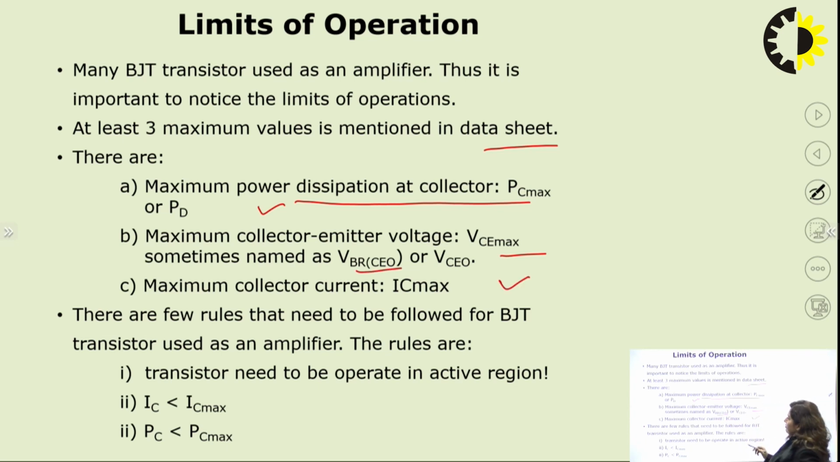IC max. So there are a few rules that need to be followed for a BJT transistor used as an amplifier. The rules are: the transistor needs to be operated in an active region, so IC is less than IC max here and PC is less than PC max here. So these are some limits of operation when you draw the characteristic curve or your biasing.